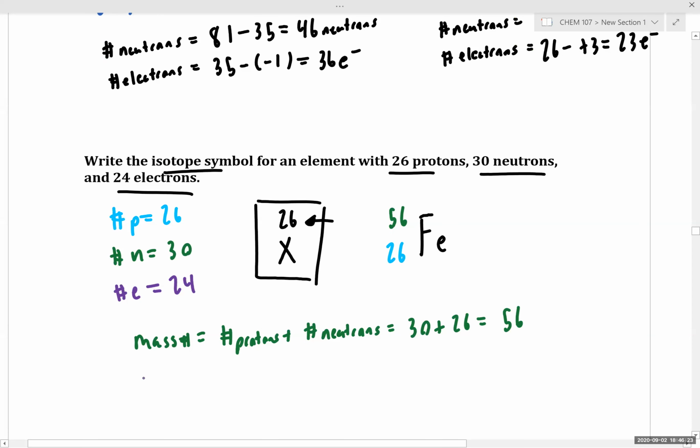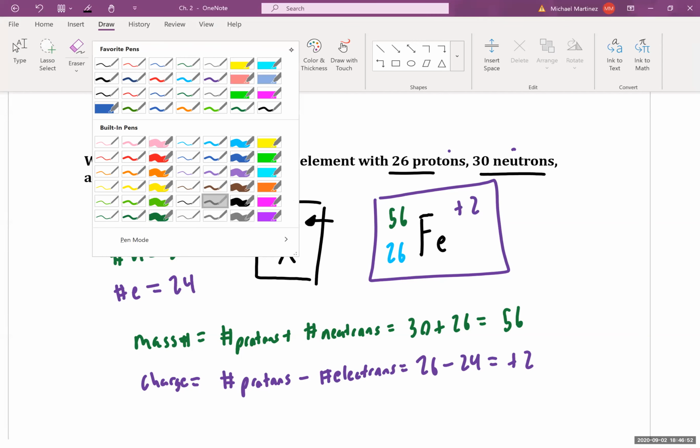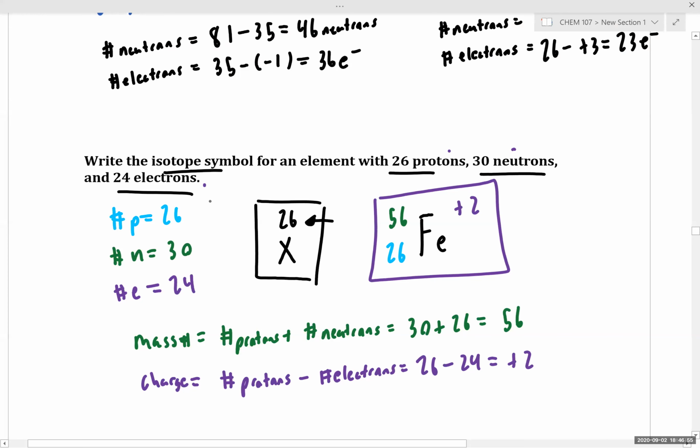And then our charge is equal to our number of protons minus the number of electrons, which is equal to 26 minus 24, which gives us a charge of plus 2. So this would be the symbol for an element with 26 protons, 30 neutrons, and 24 electrons. Is everyone comfortable with this idea, working backwards here? Okay. Any questions before you work on the next set of examples?